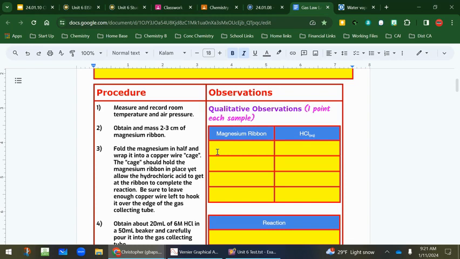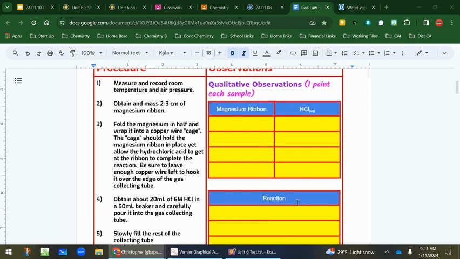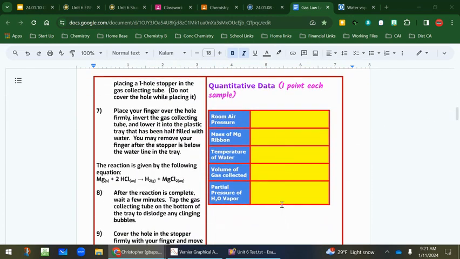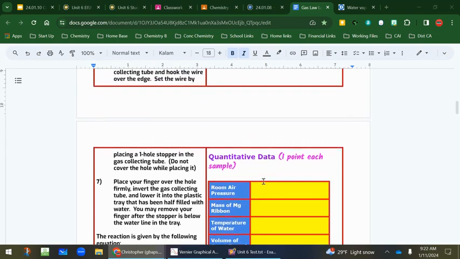Okay? So you're going to record room temperature and air pressure. Actually, what would be better than room temperature would be to record the water temperature. They should be the same because the water has been sitting out here all day and since yesterday. Your data is going to be recorded in this table: room air pressure, mass of magnesium ribbon, temperature of water, volume of gas collected, partial pressure of water vapor. We'll explain what that is.